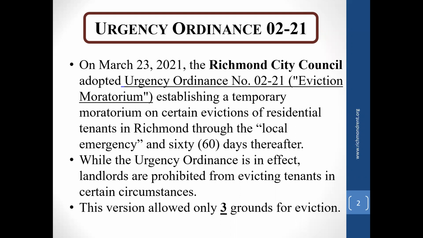Richmond City Council adopted Urgency Ordinance number 02-21, known as the Eviction Moratorium, on March 23rd, 2021. The eviction moratorium establishes a temporary moratorium on certain evictions in Richmond through a local emergency and 60 days thereafter. The urgency ordinance prohibits landlords from evicting residential tenants in most circumstances. Please review the ordinance on our website and contact our program with any questions.